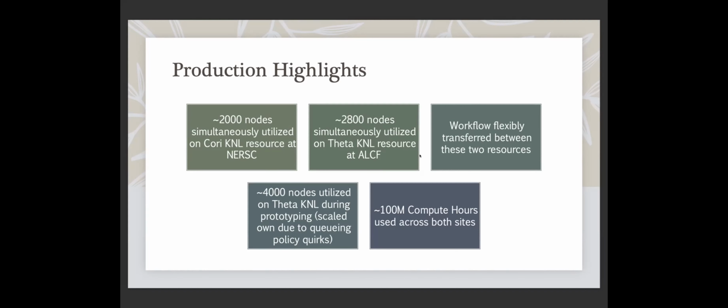I should note that we weren't really limited by Parcel in the number of nodes. We originally worked at 4,000 nodes for prototyping, but we had to scale down due to queuing policy quirks that have since been fixed. And ultimately, we used 100 million compute hours to generate these images.